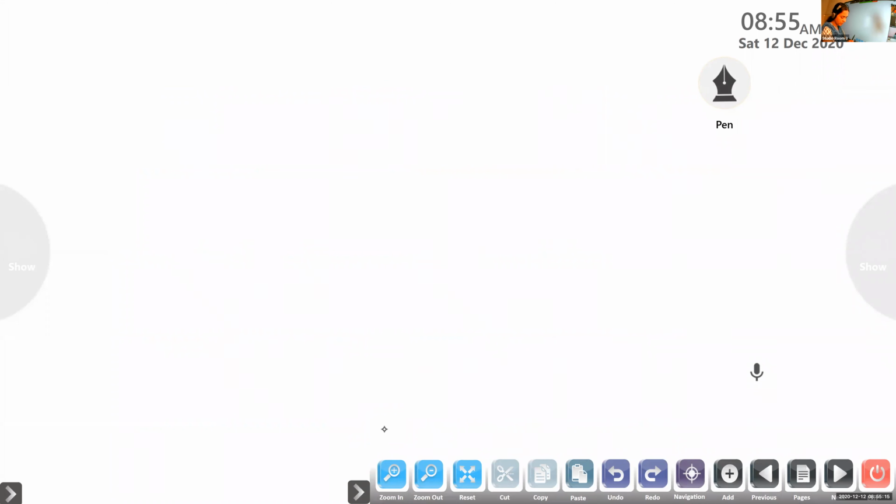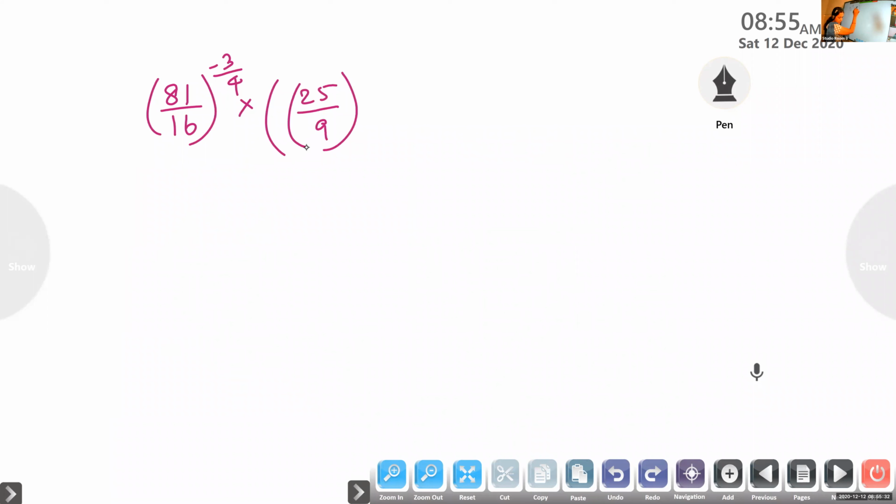Write down the next one. Simplify. 81 by 16, whole raised to minus 3 by 4, into 25 by 9, whole raised to minus 3 by 2, divided by 5 by 2, whole raised to minus 3. How to do this?